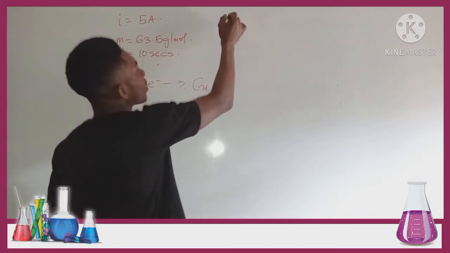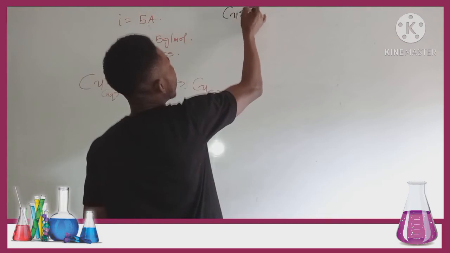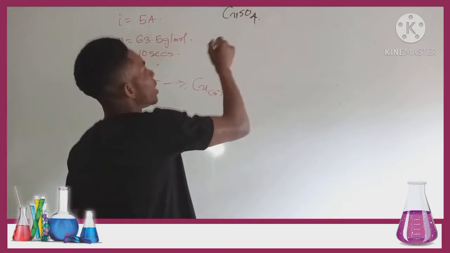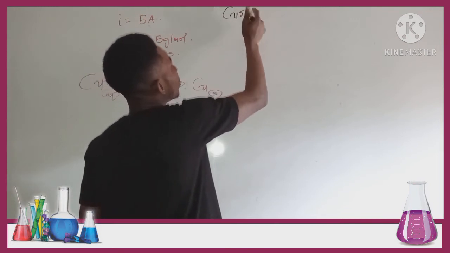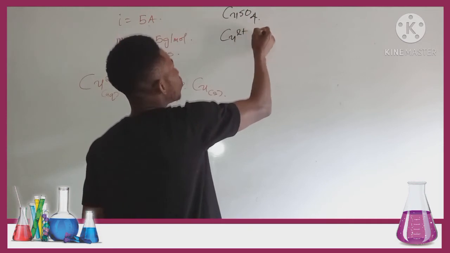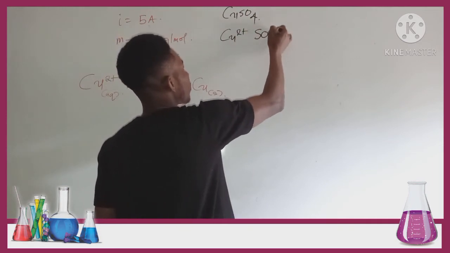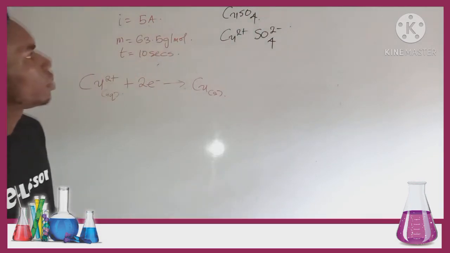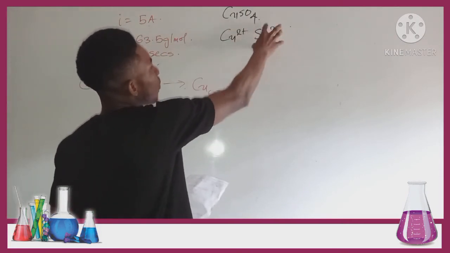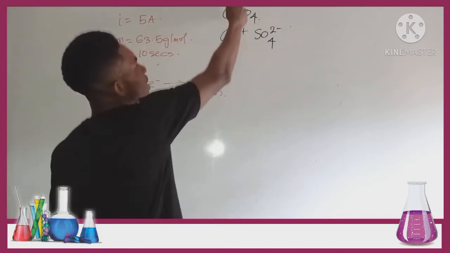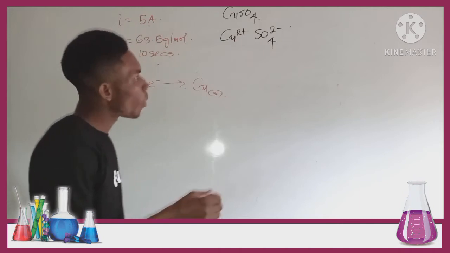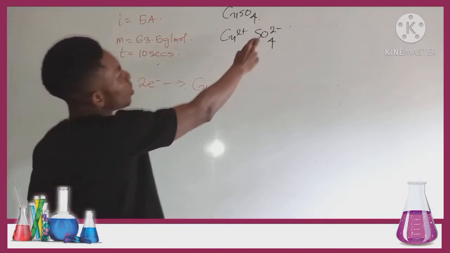When you have copper sulfate, if copper sulfate should break down, what are we going to get? The sulfate ion is carrying 2 minus, of course, we know that. Also, copper is carrying 2 plus. That is the reason why when these two come together, they cancel out. Then you now have copper sulfate. So whenever this copper sulfate is electrolyzed, what you are going to have is copper 2 plus. Now, why do we write the copper 2 plus and not the SO4 2 minus?